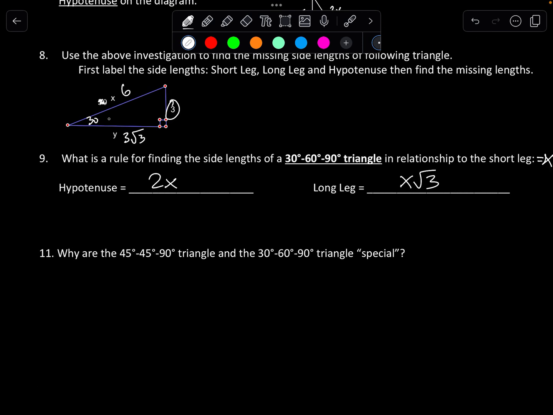Now, why are the 45, 45, 90 triangles and 30, 60, 90 triangles special? Well, they have these relationships that we can create pretty easy proportions to. They're also really common triangles, okay? So they're very common, and they have consistent proportions. And actually all triangles do, but these are just much easier to solve with.